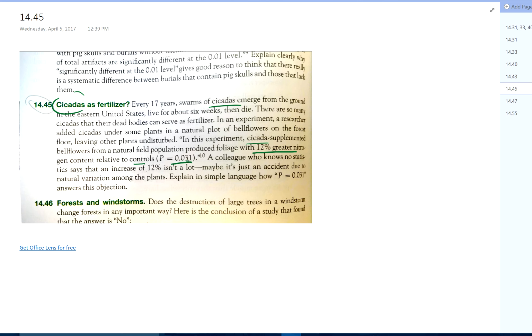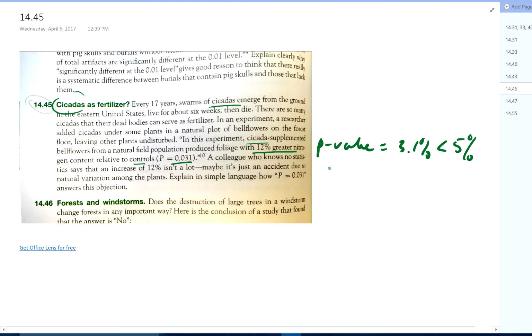In this experiment, cicada-supplemented plants produced foliage with a 12% greater nitrogen content relative to controls, with a p-value of 3.1%. So the p-value is 3.1%. That's considered extreme because it's less than 5%. So that means my sample did not happen by chance.